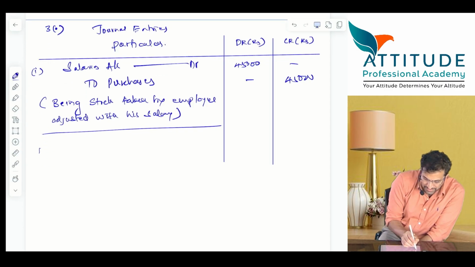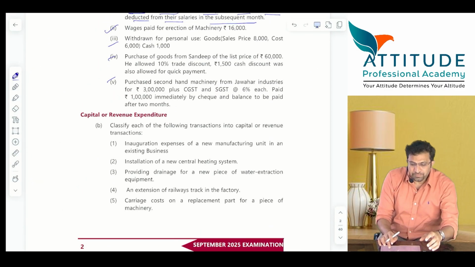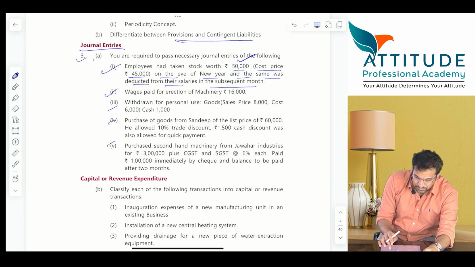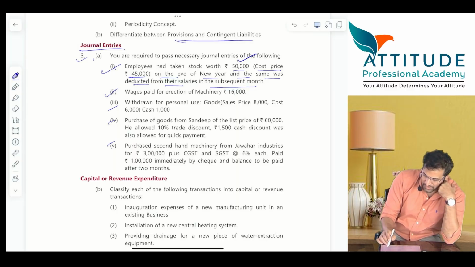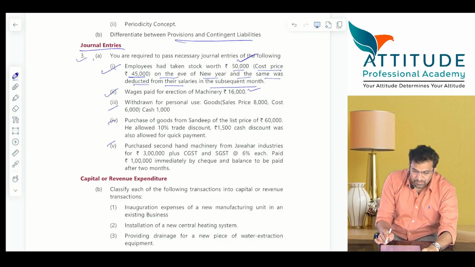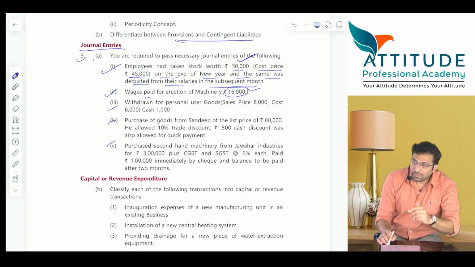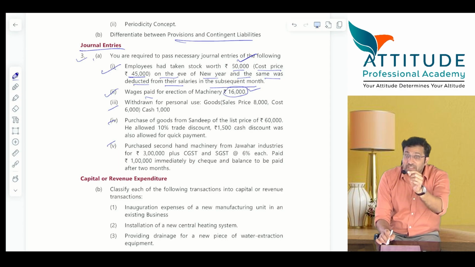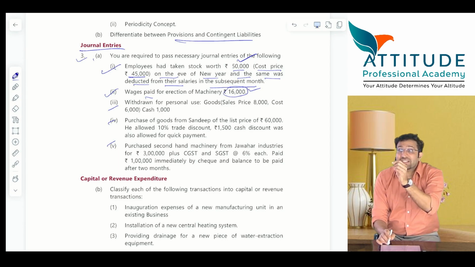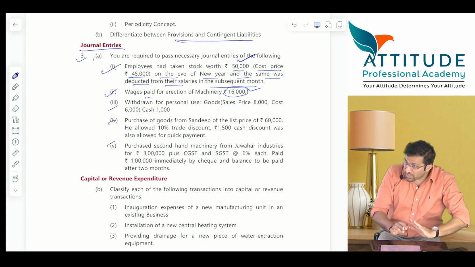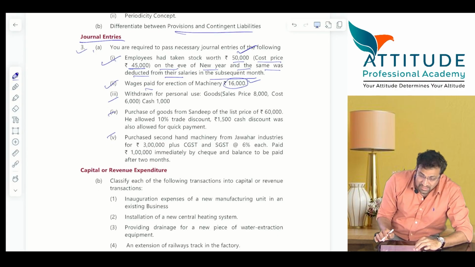Second. Fast. Please tell me fast. Wages paid for erection of machinery, rupees 16,000. Entry. Very good. Machinery account debit to bank. Check है ना? Paid by नहीं, कुछ नहीं दिया है, paid है. Generally, अगर 10,000 से ऊपर रहा ना तो take it as bank, because as per Income Tax Act it will never be treated as an expense if the money is paid in cash in excess of 10,000. And if nothing is mentioned, directly put it as what? Bank, generally.